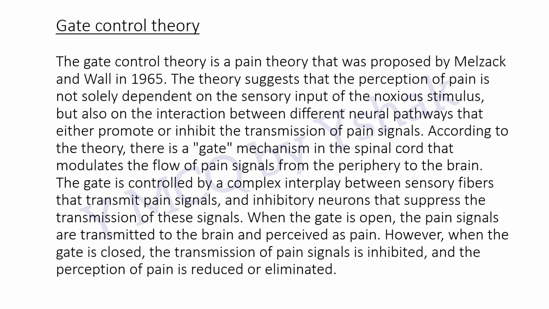According to the theory, there is a gate mechanism in the spinal cord that modulates the flow of pain signals from the periphery to the brain. The gate is controlled by a complex interplay between sensory fibers that transmit pain signals and inhibitory neurons that suppress the transmission of these signals. When the gate is opened, the pain signals are transmitted to the brain and perceived as pain. However, when the gate is closed, the transmission of the pain signals is inhibited and the perception of the pain is reduced or eliminated.